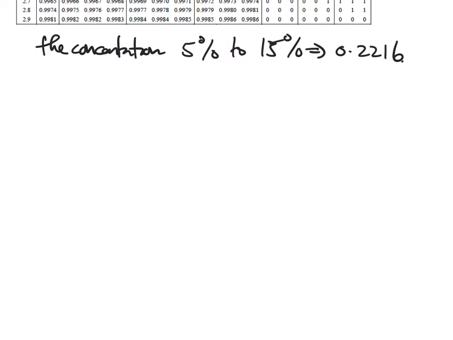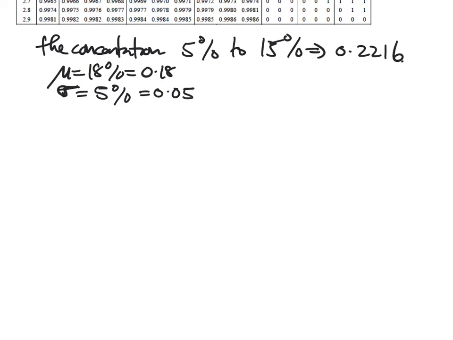The mean concentration is 18%, so the mu is 18%, so 0.18, and then the standard deviation is given as 5%. So find the probability that in at least one of the jets the concentration is between 5% and 15%.